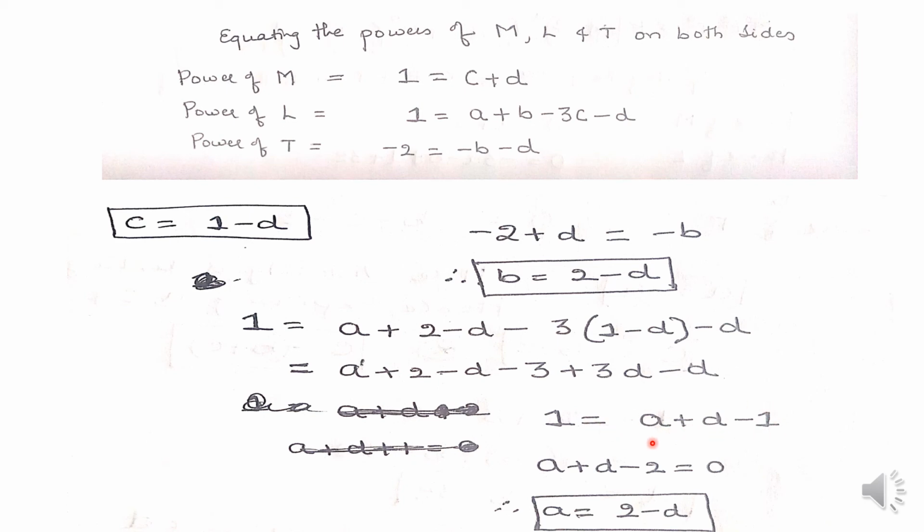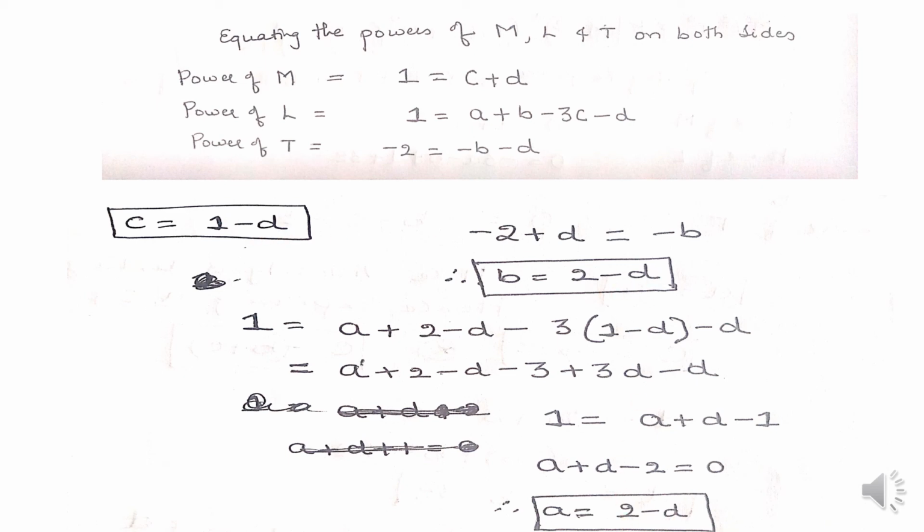So I want only the A term because I have to express this A in terms of D only. So A plus D is equals to minus 2. I have taken this one term also to this side. A plus D minus 2 equal to 0. Therefore A is equals to minus D plus 2, that is nothing but 2 minus D. That means I have expressed all these A, B and C in terms of D only. See here, C is expressed in terms of D, B is expressed in terms of D, and A is also expressed in terms of D.